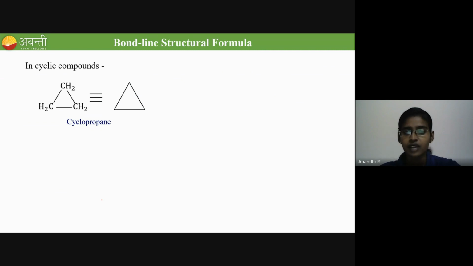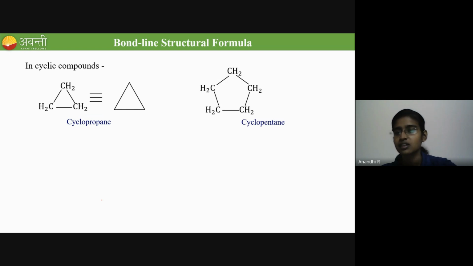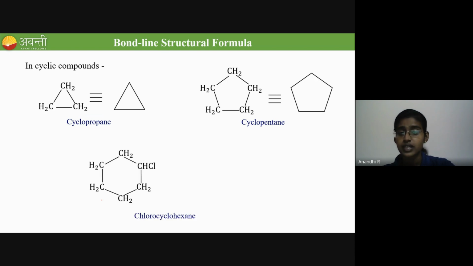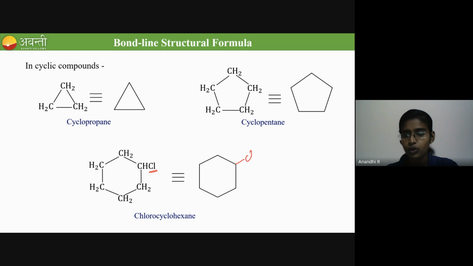Okay. And for cyclopentane, how to draw? Like a pentagon, you have to draw. And for chlorocyclohexane, you see, there is a chlorine atom attached in the ring. So what I have to do? I have to write the cyclohexane ring first, then I have to attach a chlorine atom to it. This is the cyclic bond line structure of chlorocyclohexane. Clear for all?